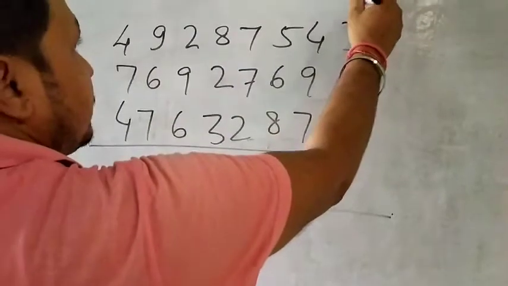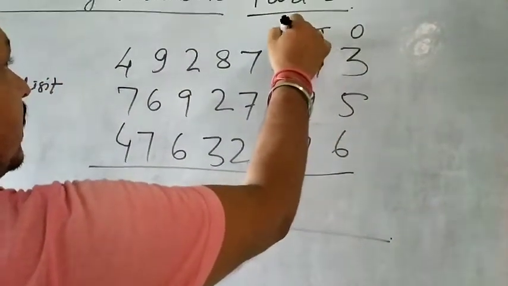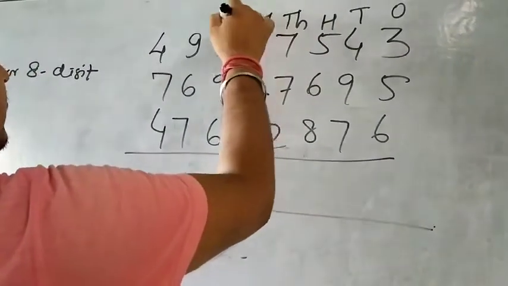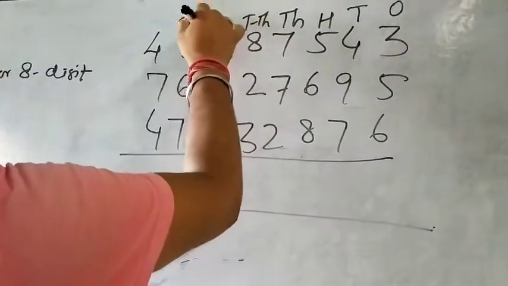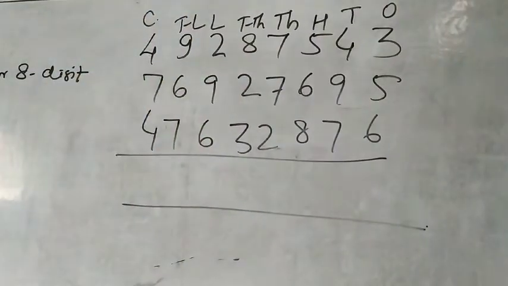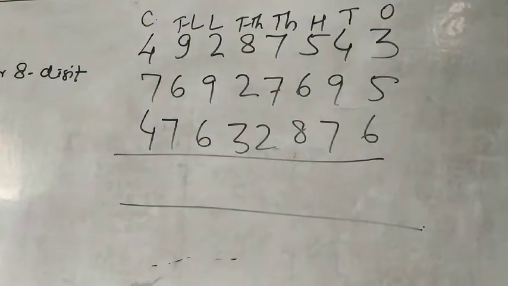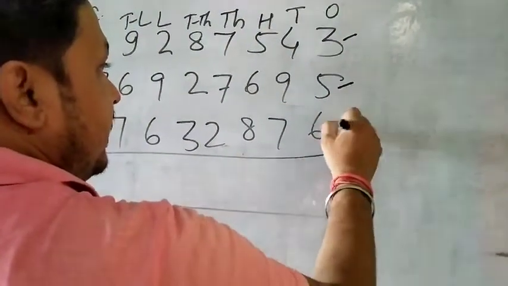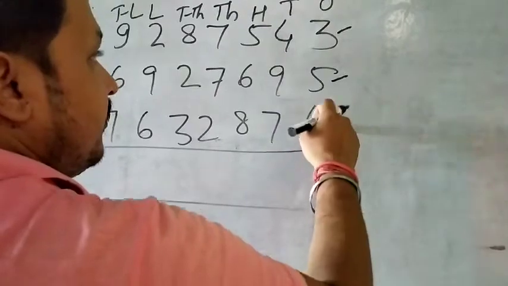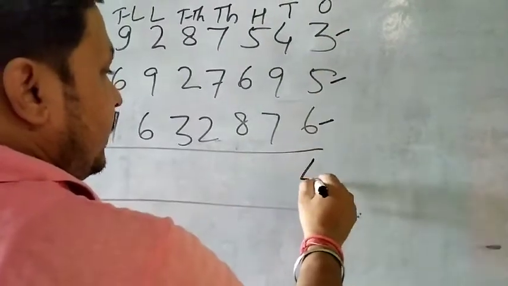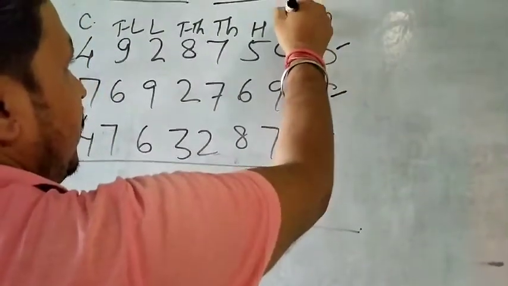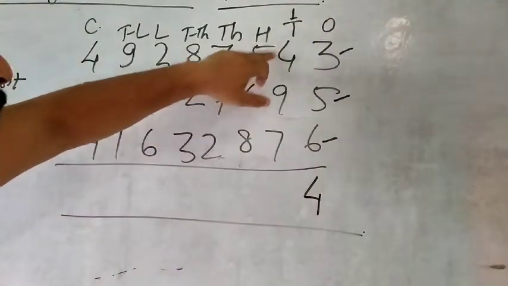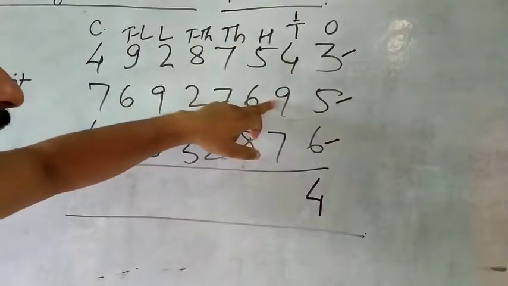It's the ones place, tens, hundreds, thousands, ten thousands, lakh, ten lakh and crore. At first, it's 3 and 5 and 6. We can add it. We got 14. 14, that means 4, and carry on 1. Then 4, 1, 5, 5 or 9.